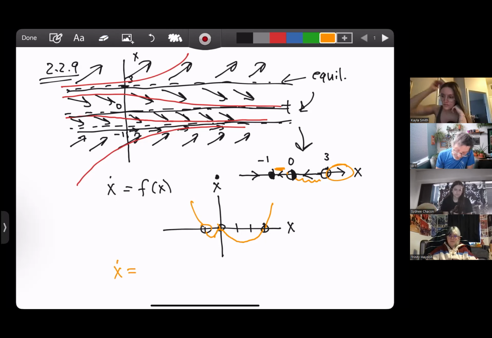So this one, let's see here. We need a 0 at -1. We need a 0 at 0. So let's put that like that. And then we need a 0 at 3. And the 0 at 0, we have to bounce off of. So I'm going to make that x squared.